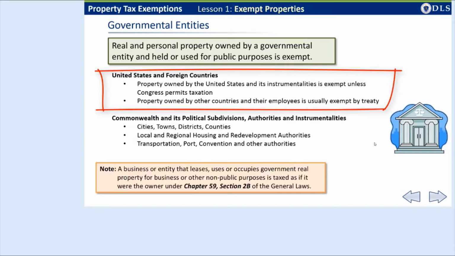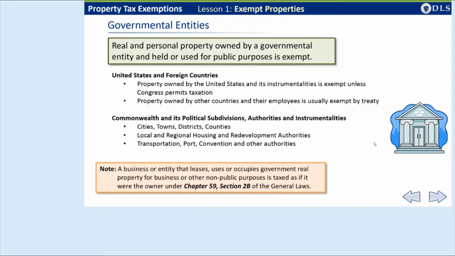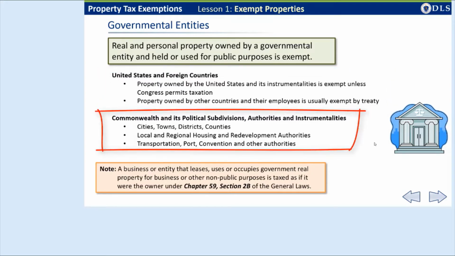The exemption also applies to property held by federal instrumentalities, for example, the American Red Cross and the Federal Deposit Insurance Corporation, or FDIC. In addition, under treaties to which the United States is a signatory, property owned by foreign governments, such as embassies, consulates, or vehicles, or by individuals working for those governments, is usually exempt. Under the Supremacy Clause of the Constitution, these treaty exemptions apply to taxes imposed by states and their political subdivisions as well. Property of the Commonwealth is exempt under Clause 2.